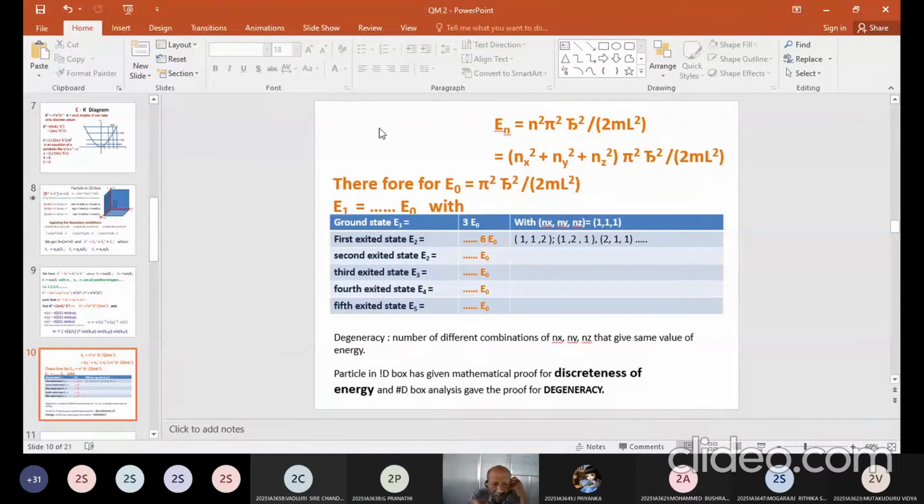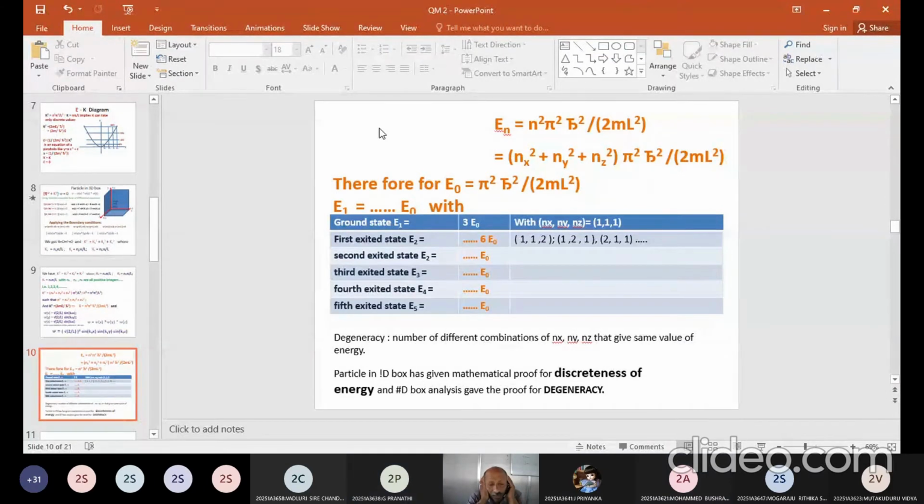From whatever you have already seen, between the ground state and the second excited state, how many energy states are there? Only one, sir. The first excited state. Okay, good.